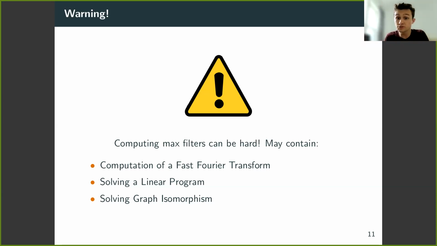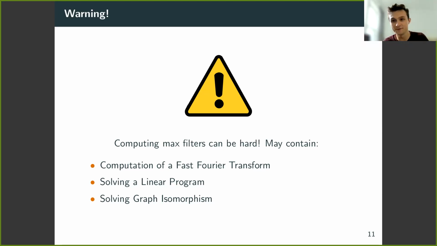So figuring out what a quotient distance is, because computing a max filter is just as hard as computing a quotient distance. Computing quotient distances is sometimes hard. You might have to do a fast Fourier transform if you're talking about cyclic translation. You might need to solve a linear program if you're talking about point clouds. You might need to solve graph isomorphism if you're talking about being symmetric to removing the vertices of a graph. So max filtering is applicable in all these settings, but in some cases it's maybe not a panacea. You still might have to solve graph isomorphism.